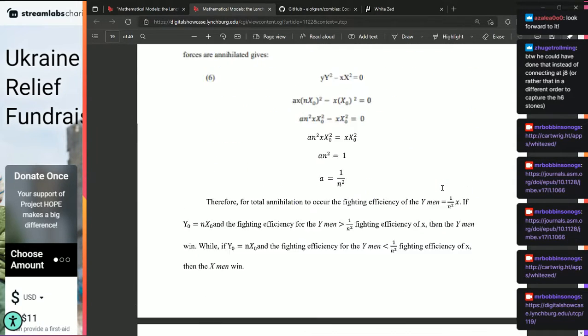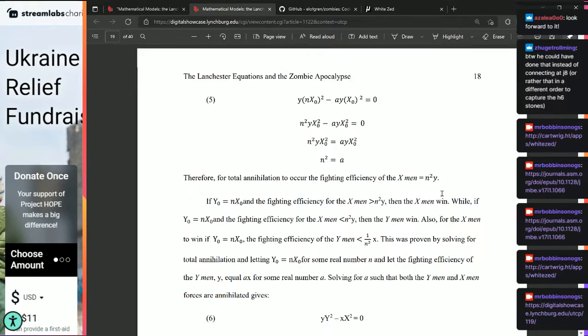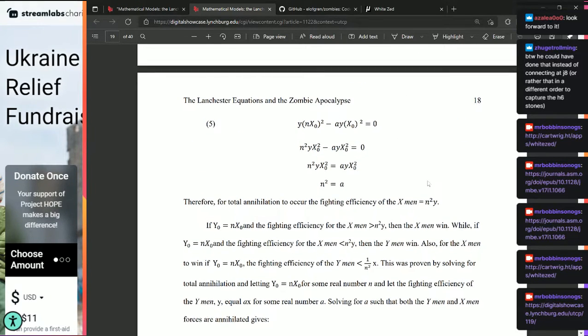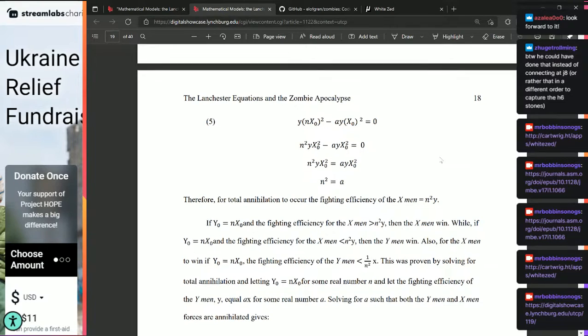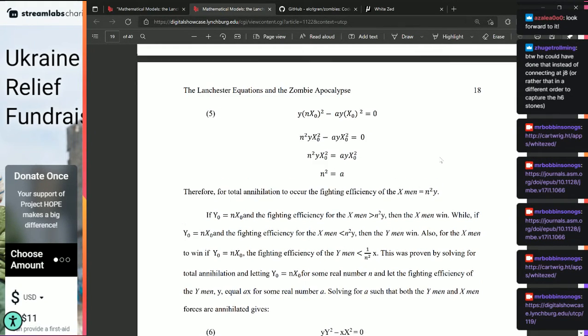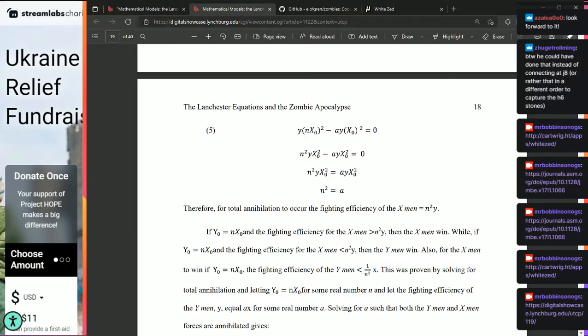So they did a little bit of model analysis here, which is interesting. They're looking at the total annihilation to occur. So they have a total annihilation analysis. So I can put that in notes.